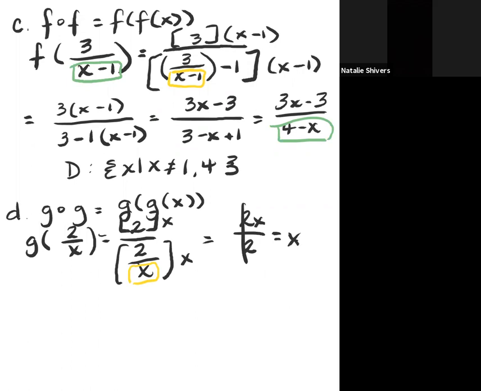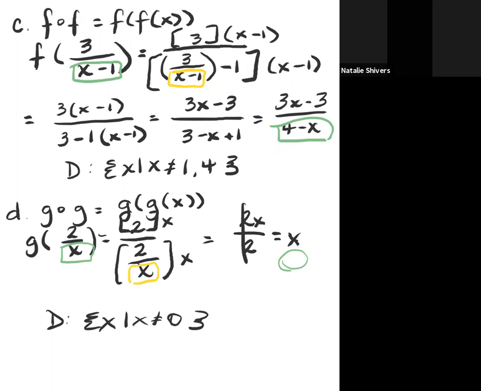All right, then again, I'm going to look at the denominator of the beginning, and at the end, there is no denominator other than 1. So the domain here is x such that x can't equal 0.